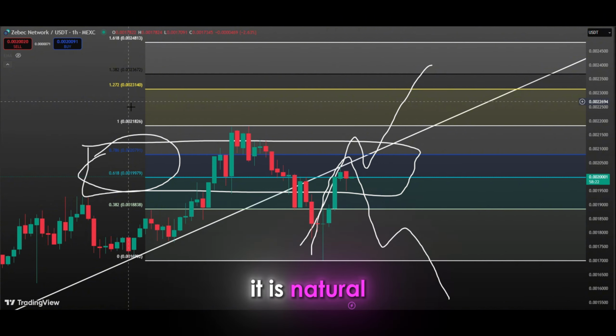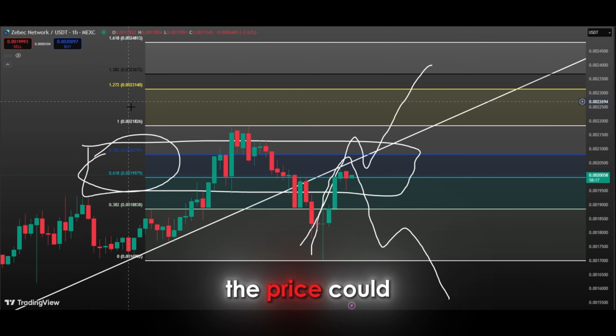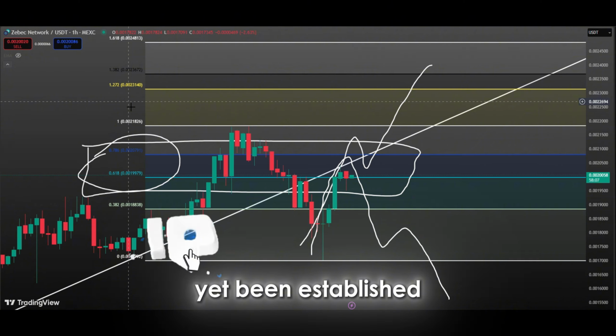As a result, it is natural to see increased sell orders in this zone. However, if buy orders outweigh sell pressure, the price could break through this resistance area and target higher levels. Otherwise, this zone will act as a ceiling and cap the upward movement. At this point, the price has touched this area, but a clear direction has not yet been established.